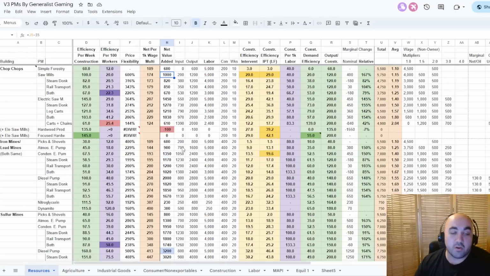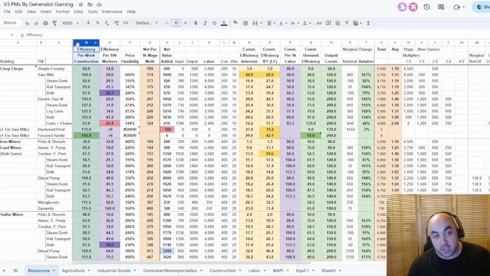And so what efficiency per week of construction is concerned about is this efficiency, as you might be able to understand, per week of construction. And so this is what we are filtering for. We are dividing the net value added by the total construction cost in order to determine this efficiency per week of construction. And this is going to be really, really valuable when you have a lot of peasants.